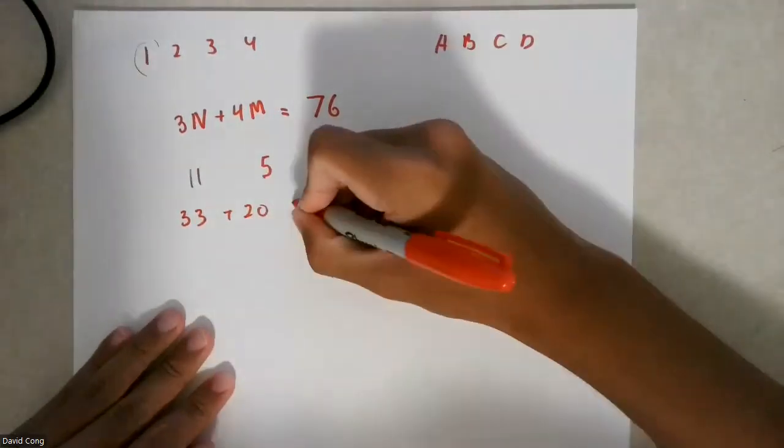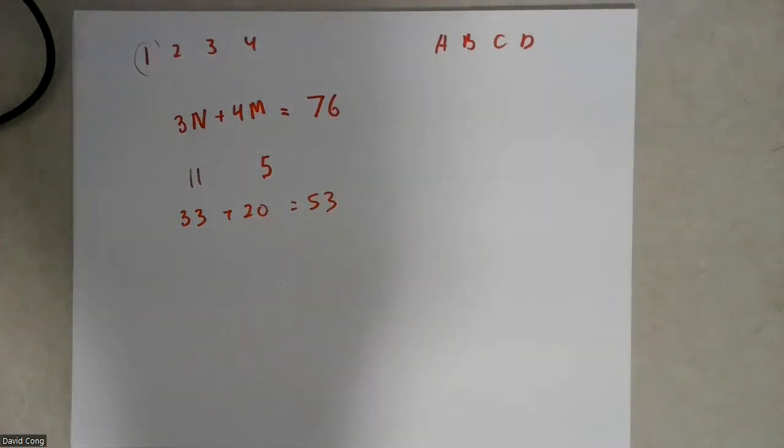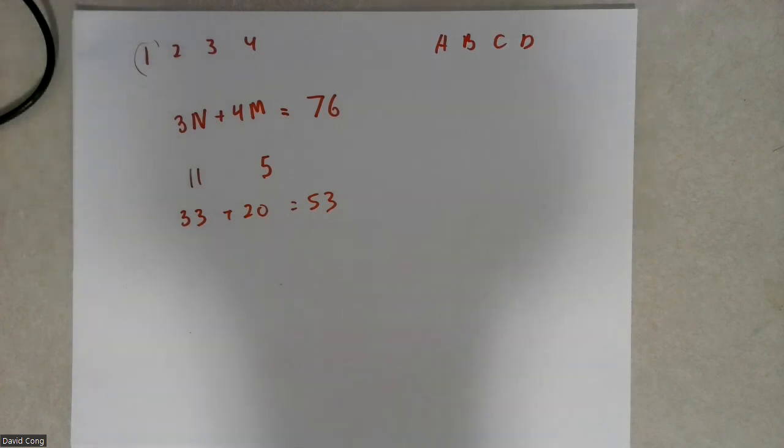33 plus 20, which is equal to 53. We're way too small. So let's think. What can we do?